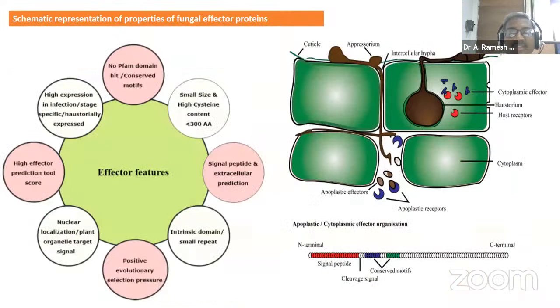Well, this just gives a schematic representation of the properties of the fungal effector proteins, which we are trying to work upon to understand better, to understand the role of effectors during the plant pathogen interaction in our context, maybe sugarcane red rot pathogen interaction or sugarcane smut pathogen interaction. These are some of the critical points, some signatures of the effectors, like they are normally small in size. Generally, they are defined as high cysteine proteins, with a characteristic signal peptide and an extracellular protease cleavage signal in between.